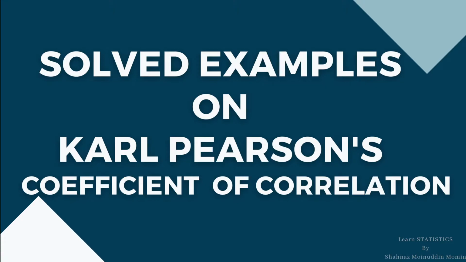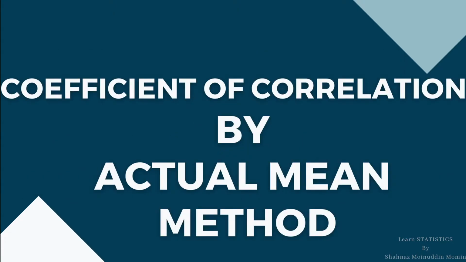Now we will start with the solved examples on Karl Pearson's coefficient of correlation. There are three methods to obtain the coefficient of correlation. The first method is coefficient of correlation by actual mean method. In this method, we use the actual mean of the observations to take the deviations of the observations.